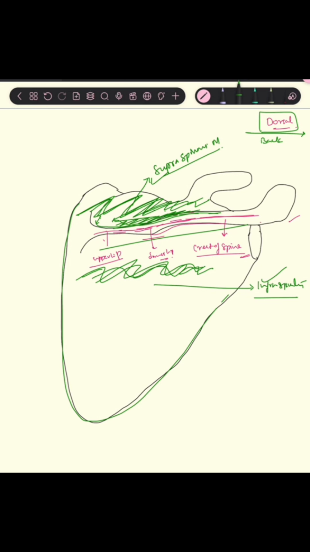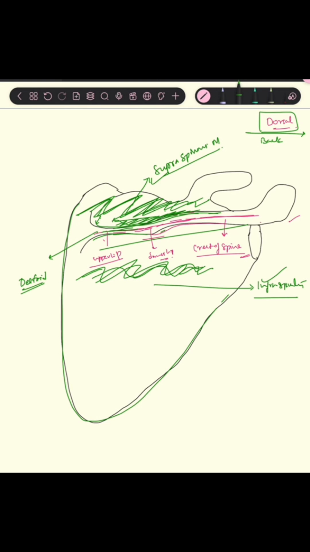Now coming to this spinous area. This spinous area is also having another projection. Projection means it is coming outside, posteriorly. Posteriorly, it's still protruding outside. That is called the crest of the spine, right? From the crest of the spine, what is taking origin is the deltoid muscle. So the deltoid muscle is taking its origin from the crest of the spine.